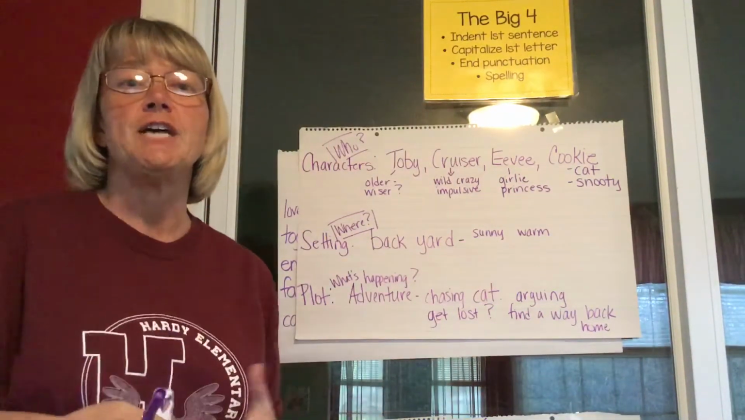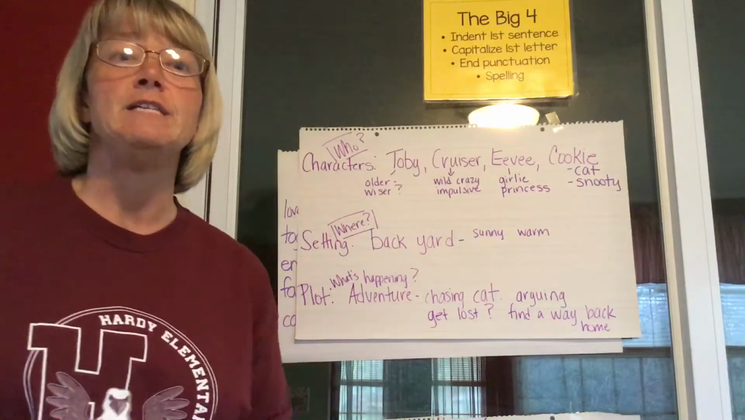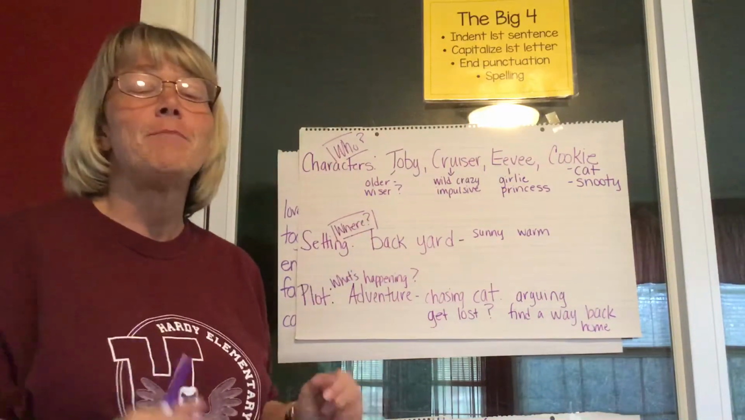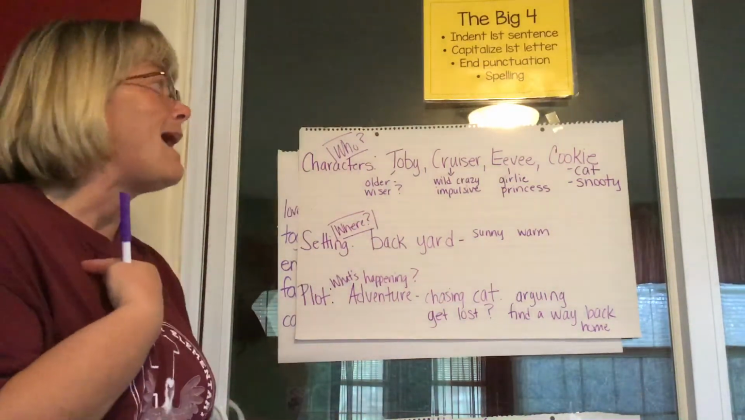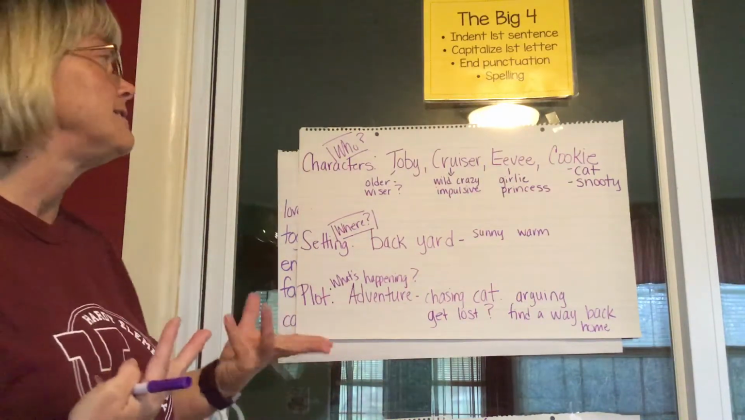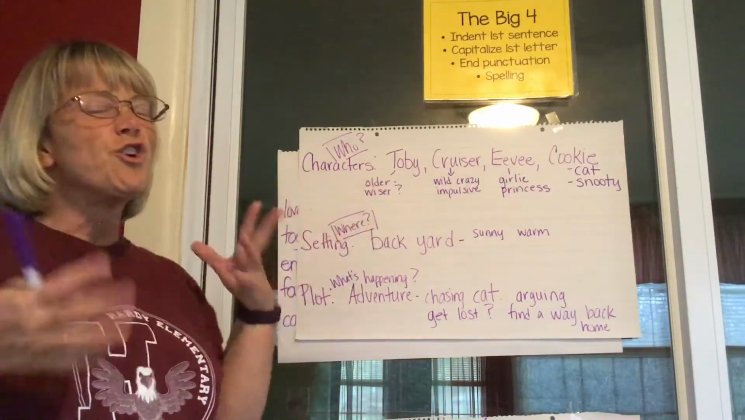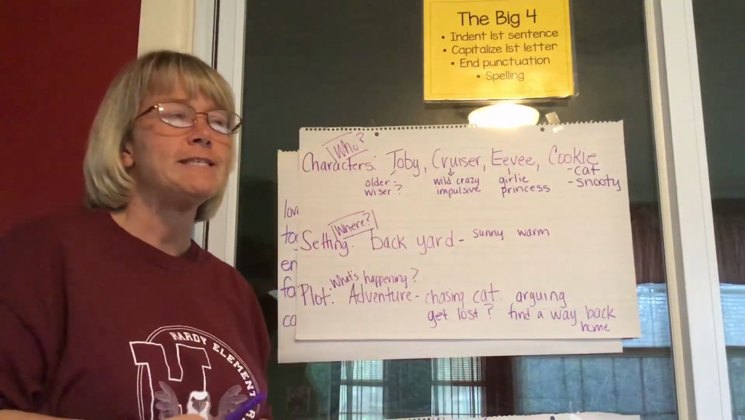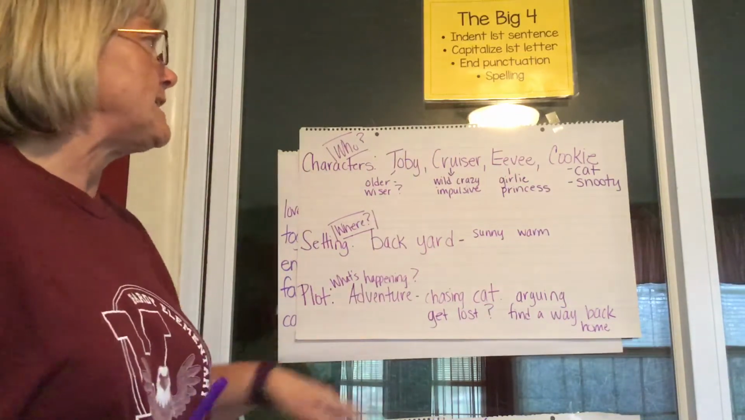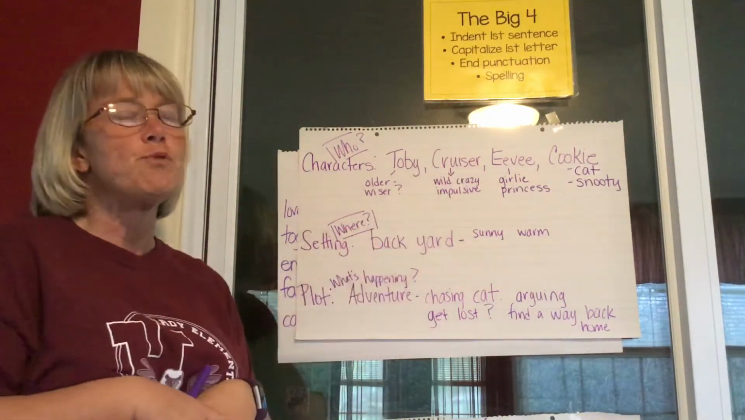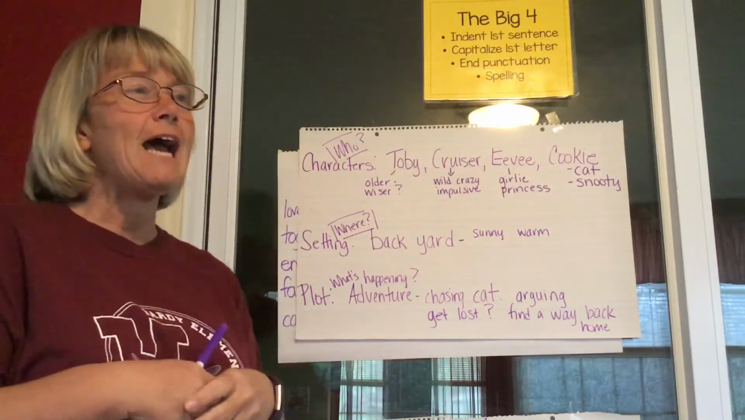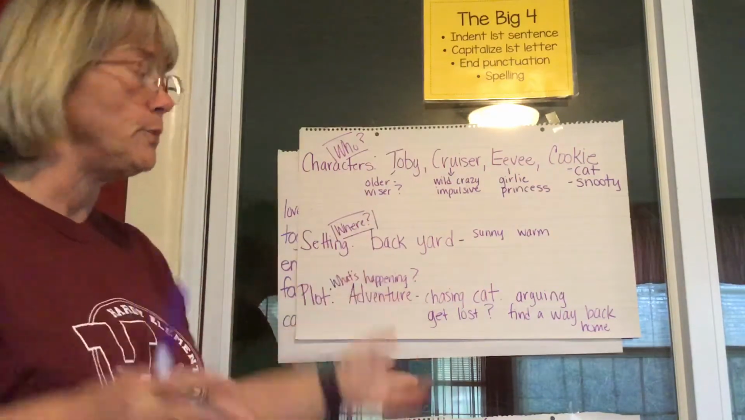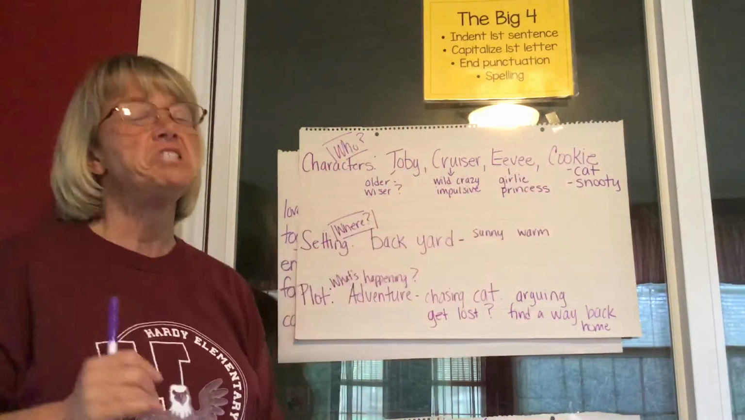And in the introduction, you need to give your readers something to look forward to. Give them something exciting, okay? You need to give them a little bit of a peek about your characters. Remember, I told you that in my narrative, I'm going to write about my granddogs. Toby, he's older, he's wiser, I've thought about him. Cruiser's wild and crazy and impulsive. He's always doing something crazy. Evie, the girl, she's the princess. So I think if she were going to talk, she's probably going to tell the boys they shouldn't do whatever they're about to do. And Cookie, my cat, she's snooty.